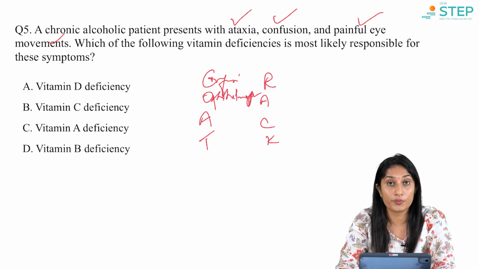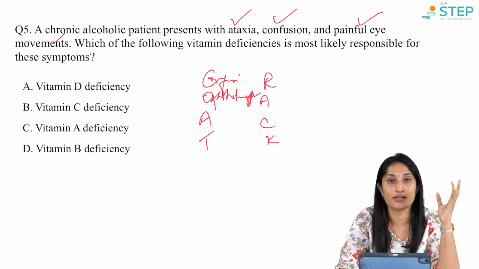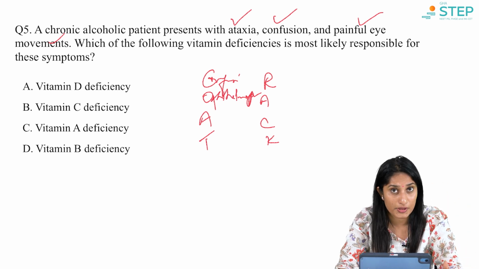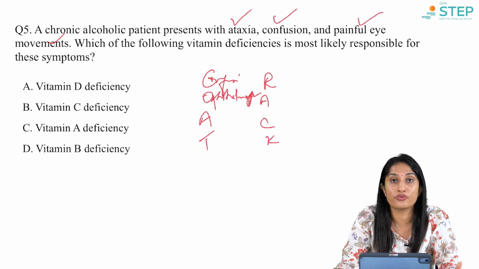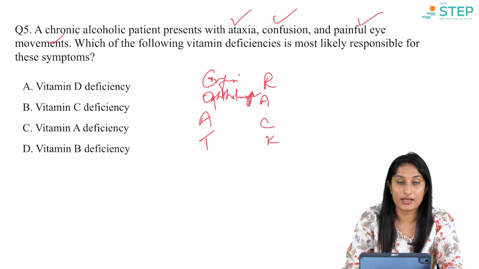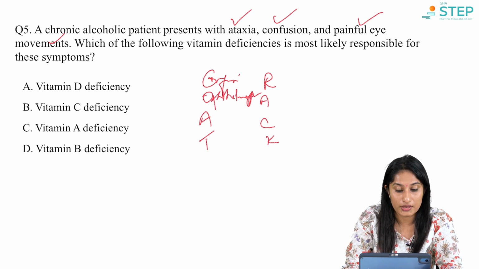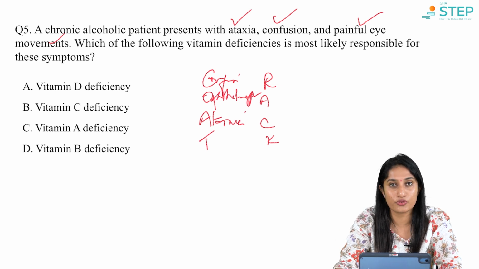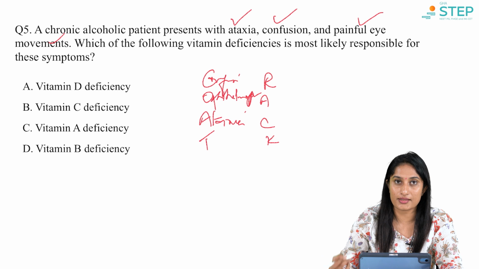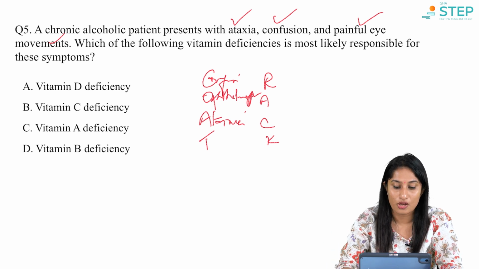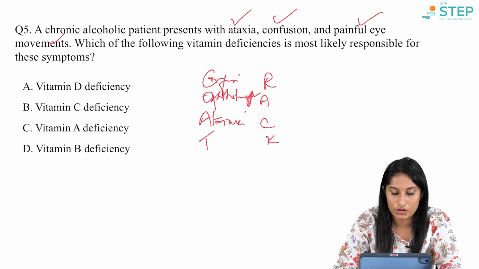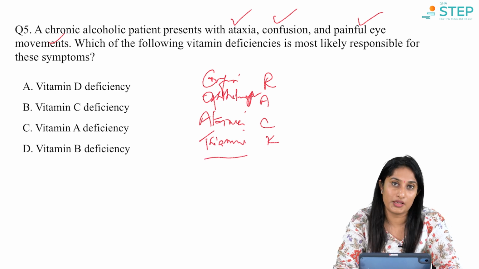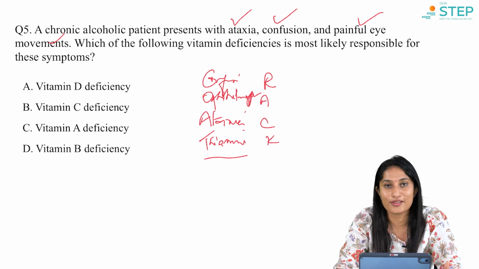What is ophthalmoplegia? Ophthalmoplegia is the paralysis of the eye muscle. Does this patient have it? Yes, there are painful eye movements. So, yes, the second symptom is also there. What does A stand for? Ataxia. Does this patient have it? Yes. So, COA, confusion, ophthalmoplegia, ataxia is present in this patient. So, what should be T here? The T should be thiamine. So, we have got the answer through the mnemonic itself.